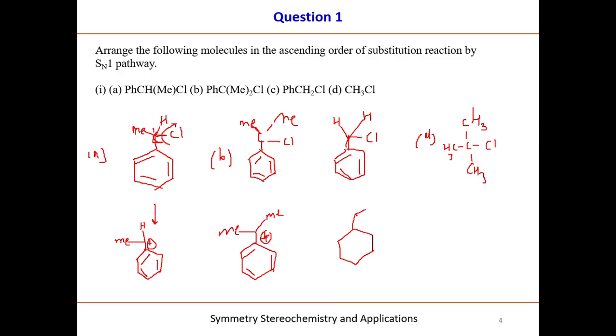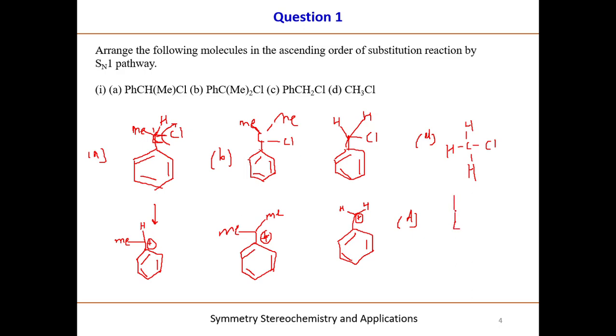If we talk about carbocation stability, tertiary carbocations are the most stable because the positive charge is stabilized by electron donating groups present in the molecule. That's why tertiary carbocations are the most stable, and the primary carbocation is the least stable. Sorry for the mistake. This is CH3 only. I have drawn the butane. So this is CH3. Okay.